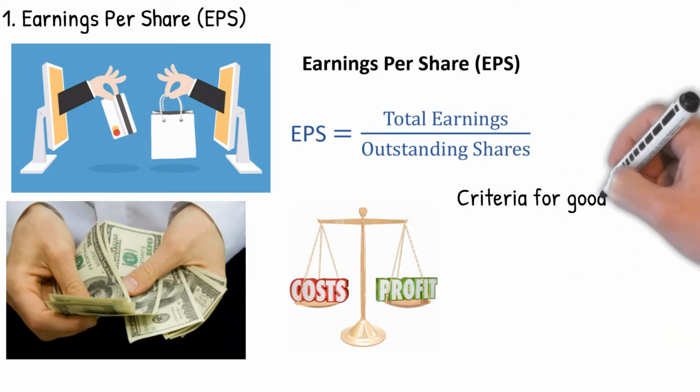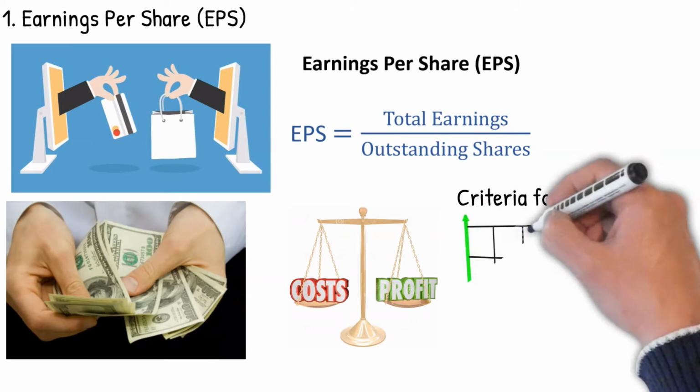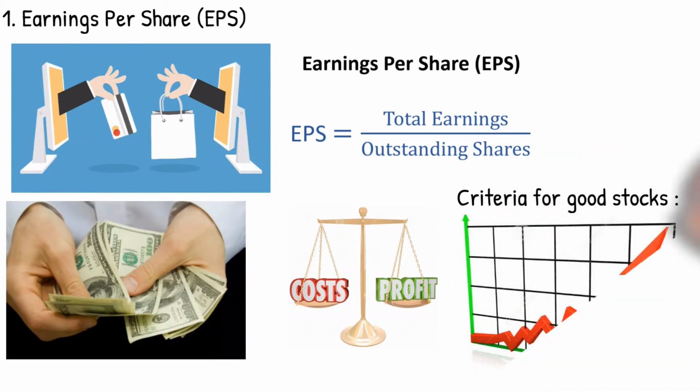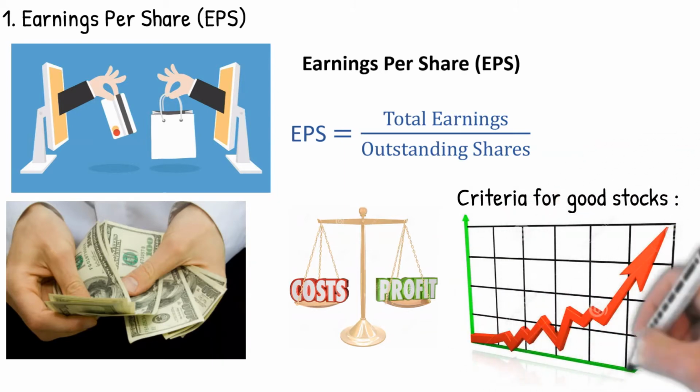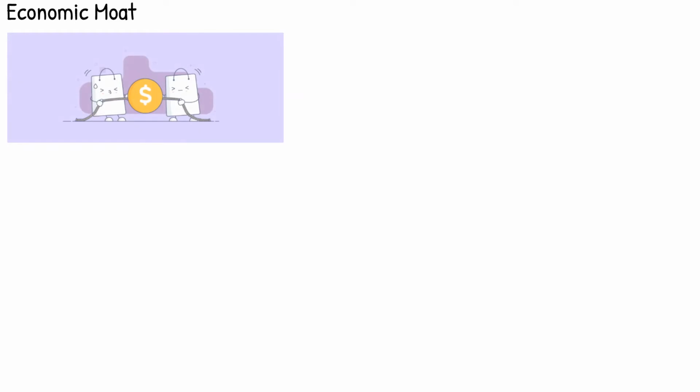A favorable stock will have consistent growth of earnings per share throughout the past years of operating. This indicator will give us an insight into the company's profitability. It can also be attributed to its economic moat. Economic moat is the ability to maintain or prevent competitors from snatching away a company's market share or long-term profits.